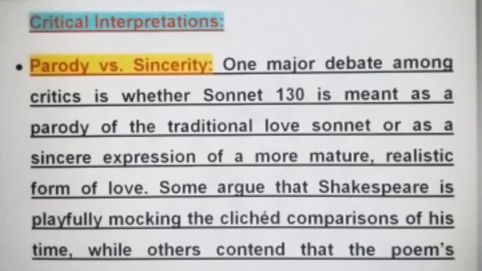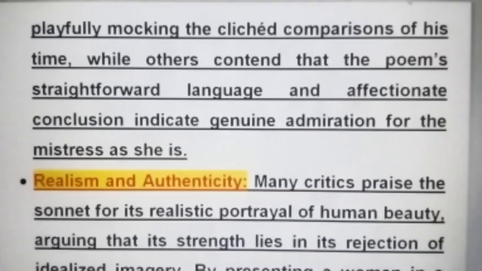Now let's have a look at the critical interpretations. Parody versus sincerity. One major debate among critics is whether sonnet 130 is meant as a parody of the traditional love sonnet or as a sincere expression of a more mature, realistic form of love. Some argue that Shakespeare is playfully mocking the cliché comparisons of that time, while others contend that the poem's straightforward language and an affectionate conclusion indicate genuine admiration for the mistress as she is.